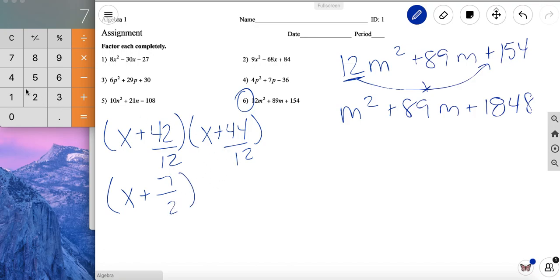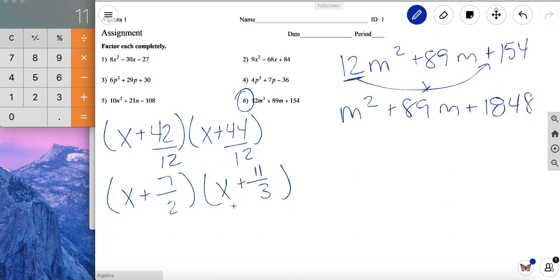Good. And then 44 does not evenly go into 12. So then we have to try to figure out how can I reduce this fraction. Well, both of them go into, let's see, they both go into 6. No, they don't go into 6. They go into 4 evenly. So we're going to divide both the top and the bottom by 4, which gets us 11 over 3.